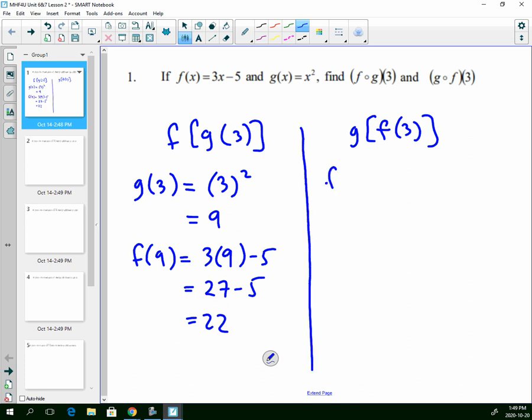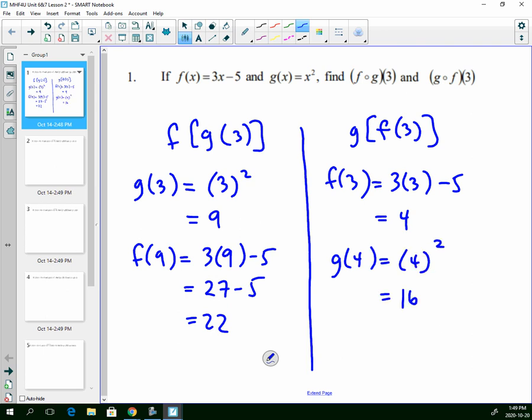So f of 3 is 3 times 3 minus 5, so that's 4, and then it becomes g of 4, which is 16. So we see we get two different results. Even though we're using 3, we're just going in a different order, different direction, and we get a different result.